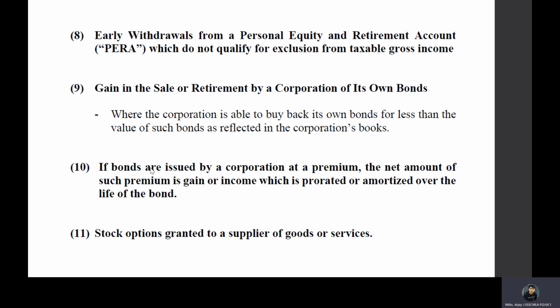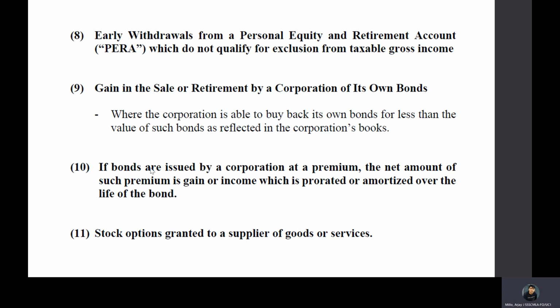Next is if bonds are issued by a corporation at a premium, the net amount of such premium is gain or income which is prorated or amortized over the life of the bond. So I think yung idea ng bond was already discussed during FinAct 2. So yung premium nun will be amortized based dun sa life. Yun yung mako-consider natin as additional part of gross income. Then stock options granted to a supplier of goods or services.